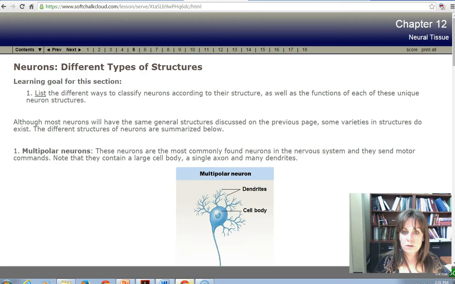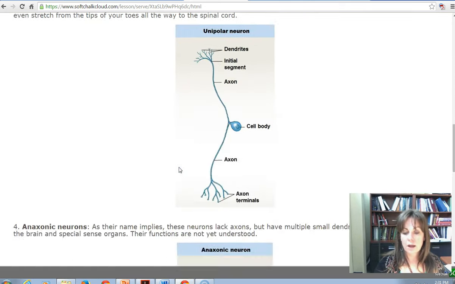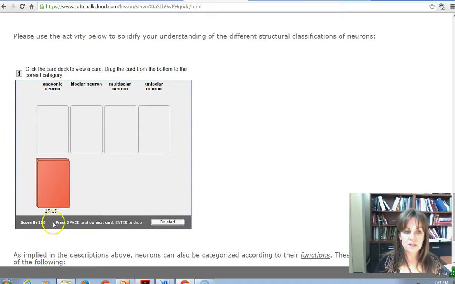Okay, so those are the different neuron structures, and as usual, there are some activities down here on the page for you to test your knowledge of these concepts.